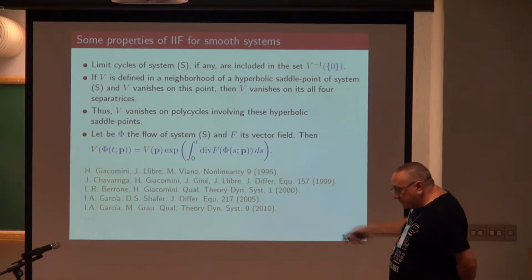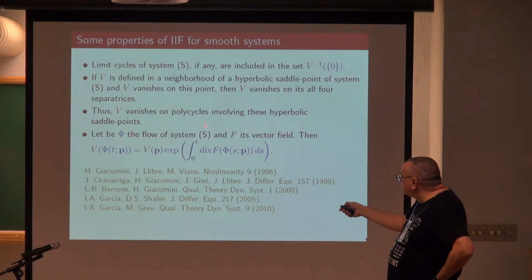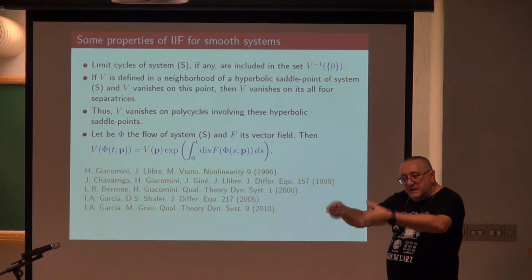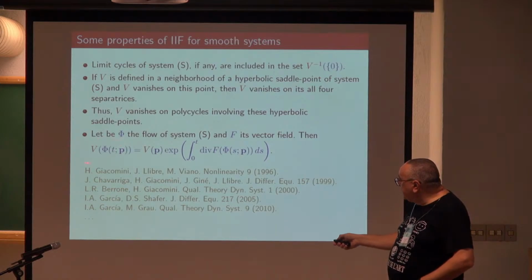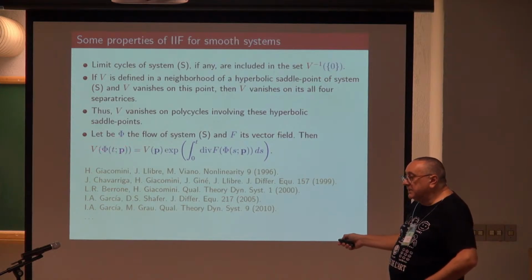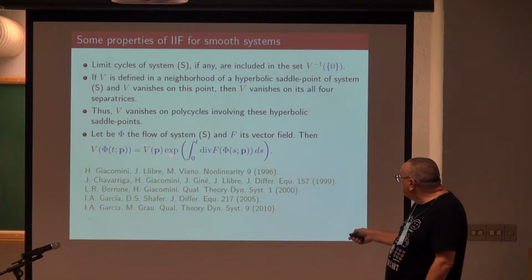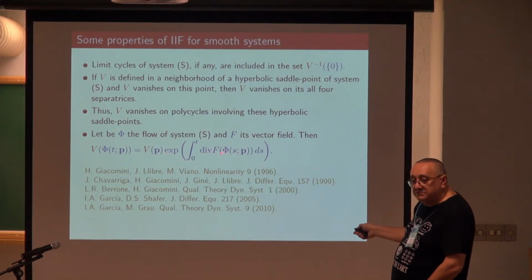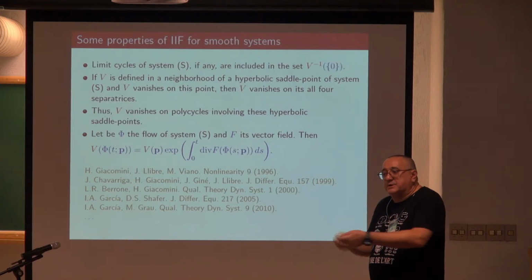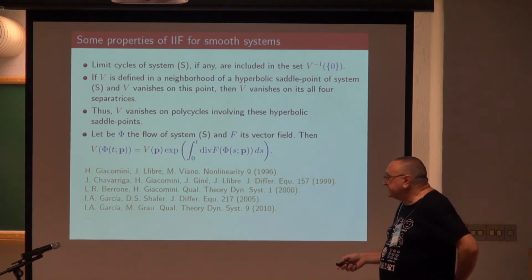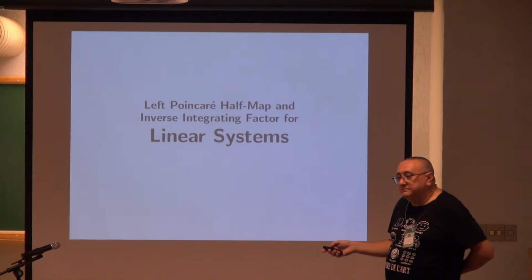And well, this is a property which is also very interesting: if phi is the flow of the system and f is the vector field of the system, then you have this relationship between the value of the inverse integrating factor in one point of an orbit with respect to the initial point of this orbit, and this exponential of the divergence. For us, it is also important because in our system we are going to see that this divergence is just a parameter, the trace of the matrix, and this will be used in some parts of the course. Any questions or whatever? No?